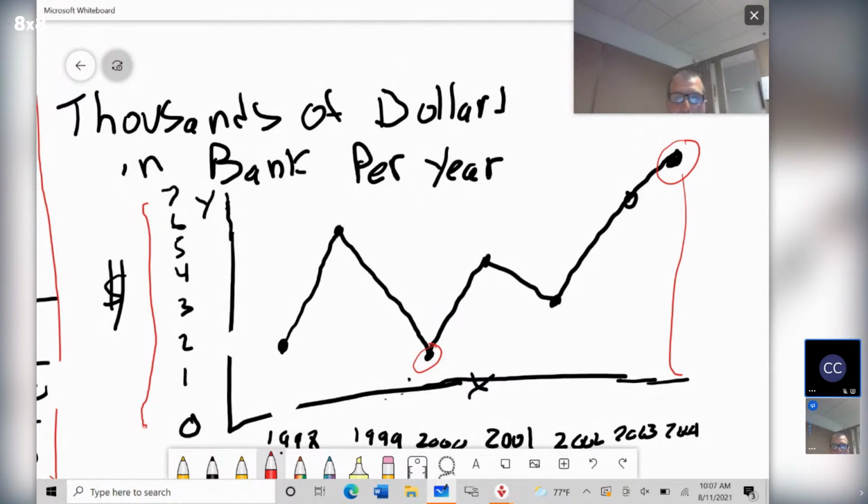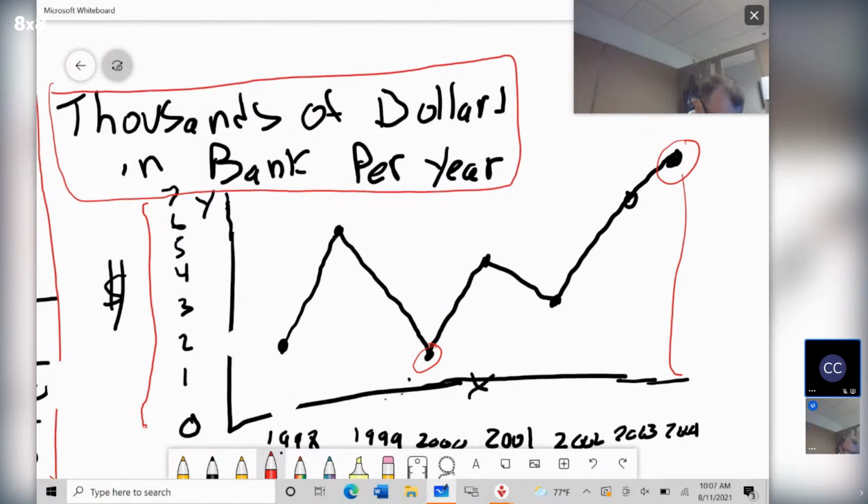Okay, so sometimes it might ask you to graph this. Other times it might just give you this graph and ask you questions based on the graph. The really important thing, whenever you see a graph, is to look at the title. The title for this one is thousands of dollars in the bank per year. So you know this graph is going to represent thousands of dollars in the bank per year.